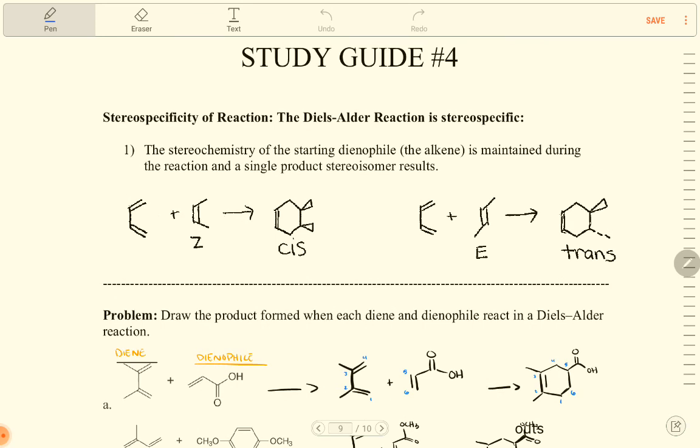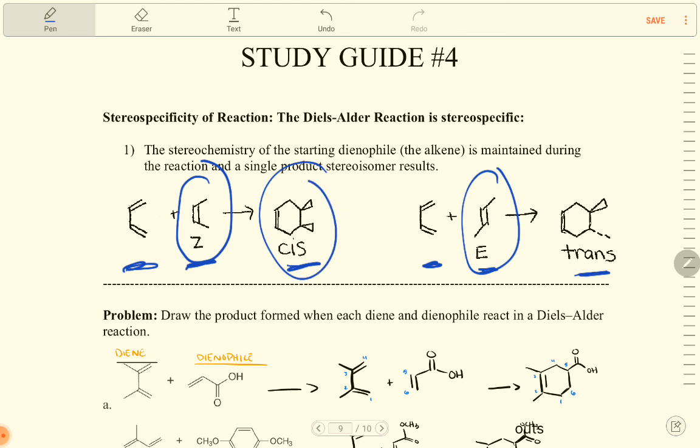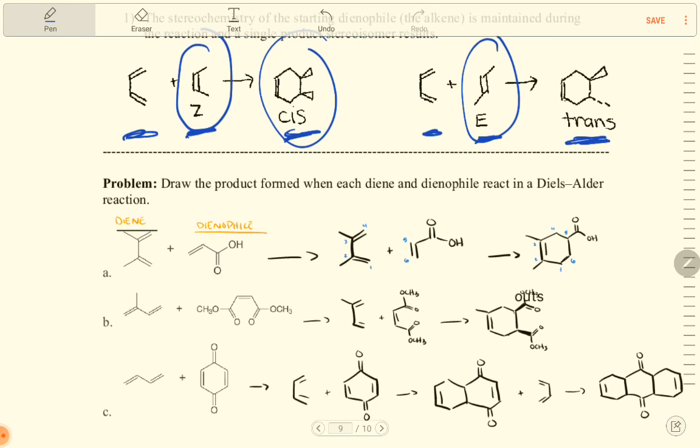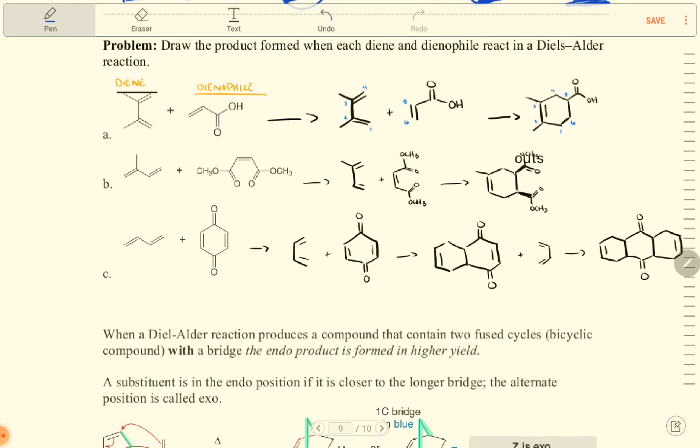Now the stereochemistry of the starting dienophile, alkene, is maintained during the reaction, and you can see dienophiles have cis conformation, and this is trans conformation. So whatever the conformation here, the product gets the same. This is Z, cis conformation, E, trans conformation. So draw the product formed when each diene and dienophile react in a Diels-Alder reaction. So this is diene and dienophile, and when you look at diene and dienophile, the product will be this one.